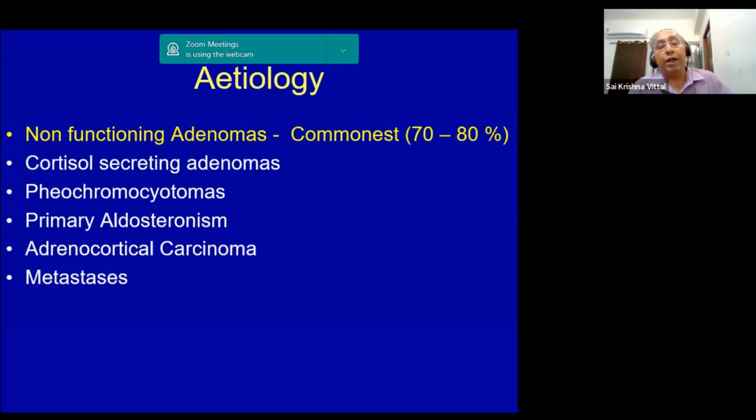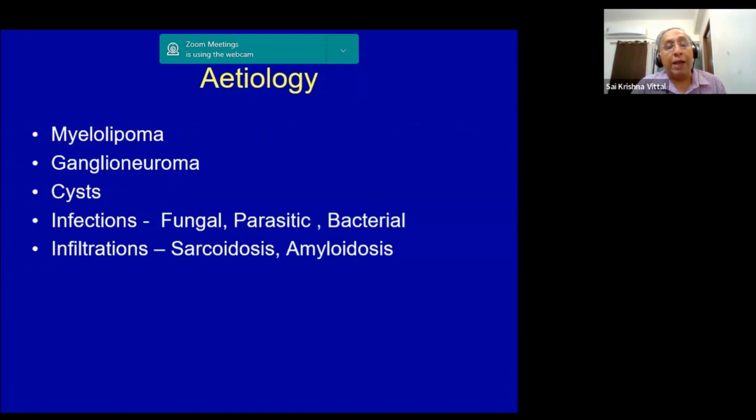What are the other causes? Cortisol-secreting adenomas, pheochromocytomas, and adenomas secreting aldosterone, called Conn's adenoma. These are in descending order of incidence, and the percentage varies from series to series. Of course, you have adrenocortical carcinoma, which constitutes roughly 5%, and adrenal mets, which may be unilateral or bilateral.